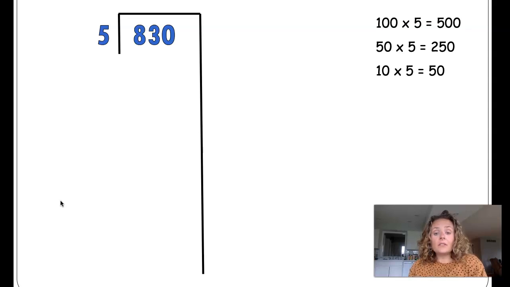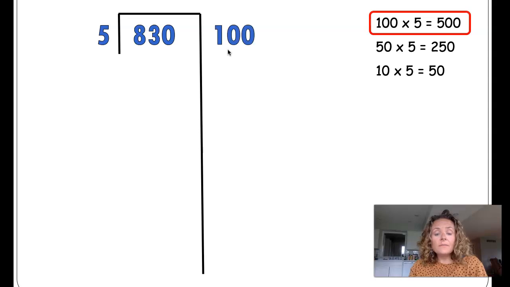830 divided by 5. Well, we still have our friendly facts over here that'll help us with this problem. Okay, so let's say in this case, there are 830 bees, and there's the same number of bees in each hive, and there's 5 hives. How many bees in each hive? So can we say there's 100 bees in each of the 5 hives? Well, yes, we can, because 500 is less than this 830. So let's put 100 bees in each of the hives.